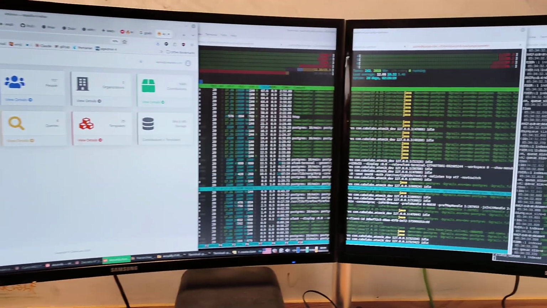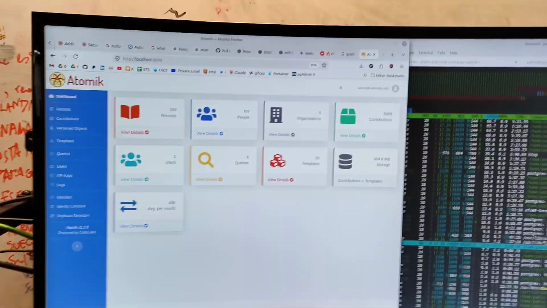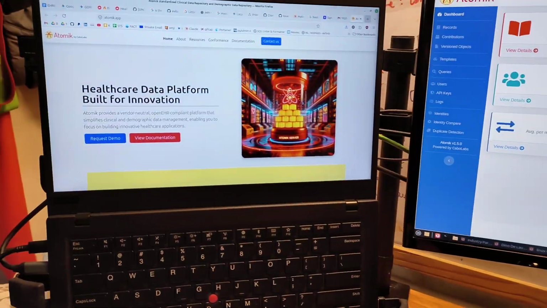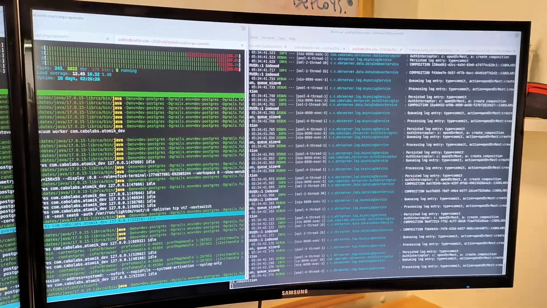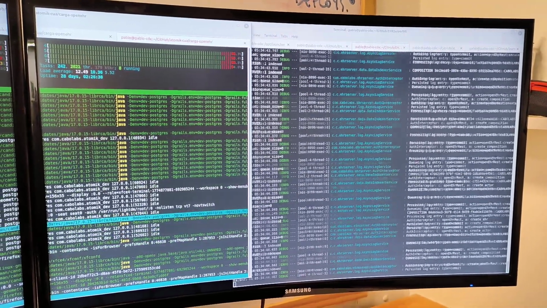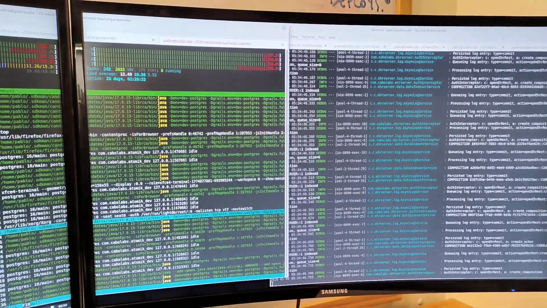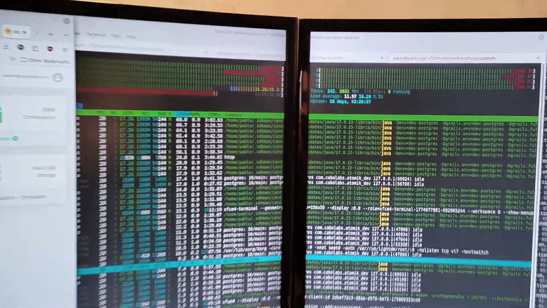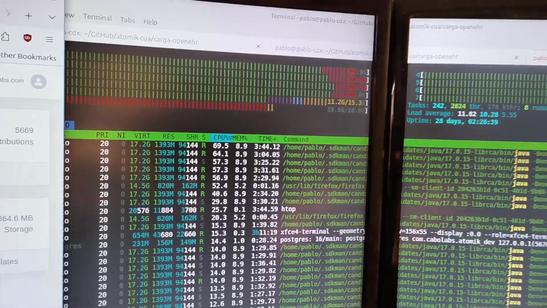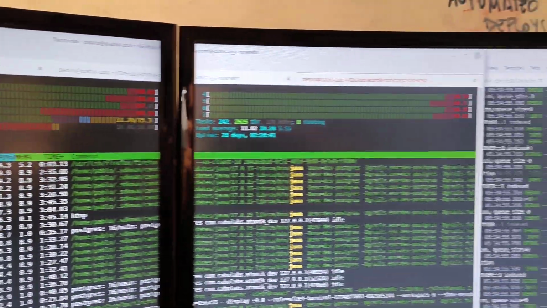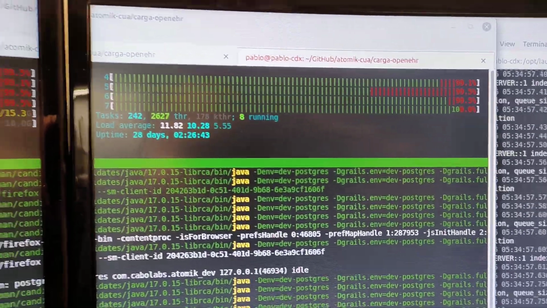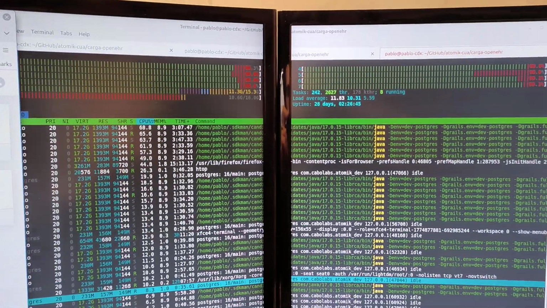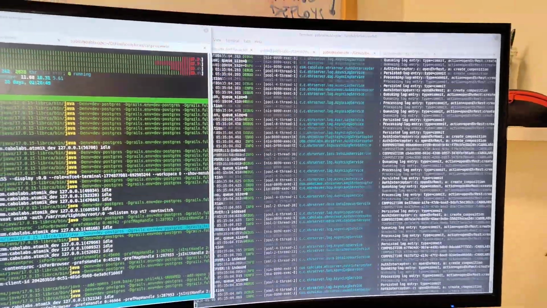Here I am loading Atomik server that is running on this computer. It's loading data from a remote computer. All the CPUs are at maximum. Every CPU is working, and this is receiving data, openEHR data.